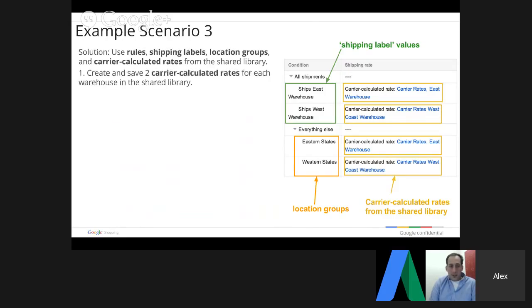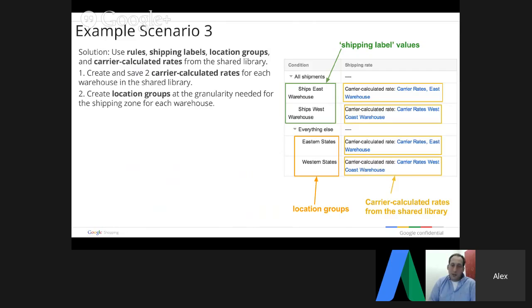First, the merchant would create and save 2 carrier calculated rates for each warehouse in the shared library. So this is using that shared library that I mentioned previously. They would create one for FedEx and one for UPS for each specific warehouse that they ship from. Then they would create location groups of the granularity that they need for where those warehouses ship to.